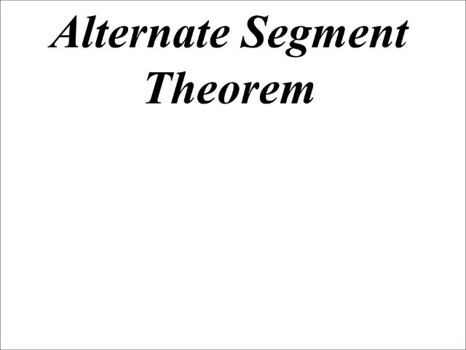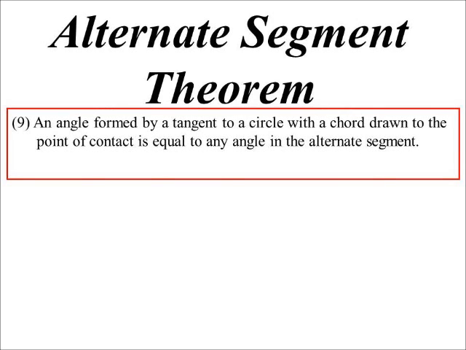Carrying on with our tangent theorems, and probably the most, well, I don't know if famous is the right word, but alternate segment theorem is one that tends to crop up a lot. So let's have a look at that. Sometimes called the Windsurfer Theorem, but don't you dare write that down.